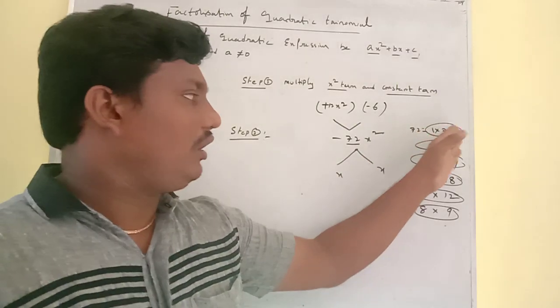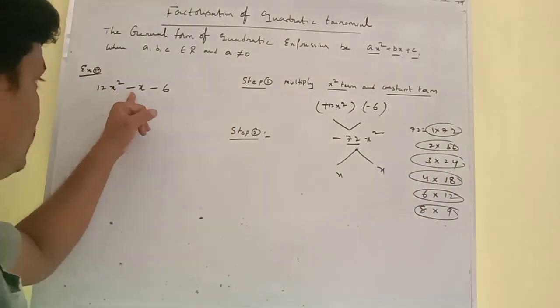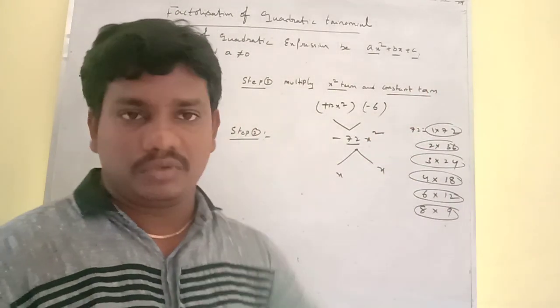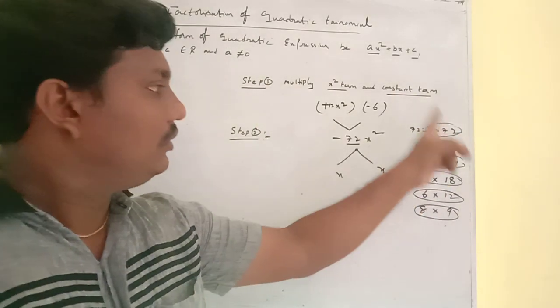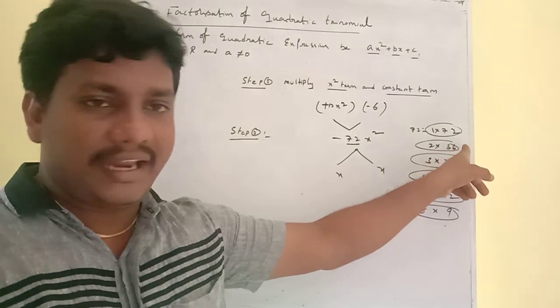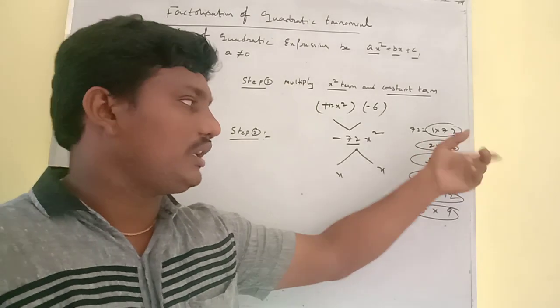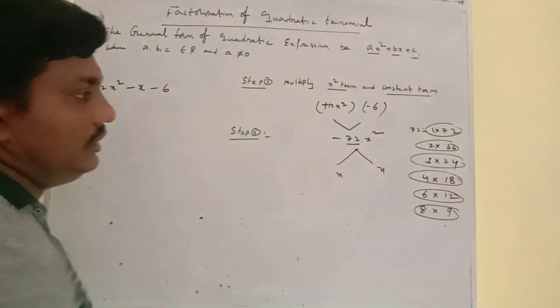That is 1 and 72. 1 plus 72 is 73. Here is 73 there? No. So that's why it is not possible. So 72 minus 1 is 71. 71 not there. Then 2 and 36. So 2 plus 36 is 38, and 36 minus 2 is 34. If it is 34 and 38, no, it is not possible.